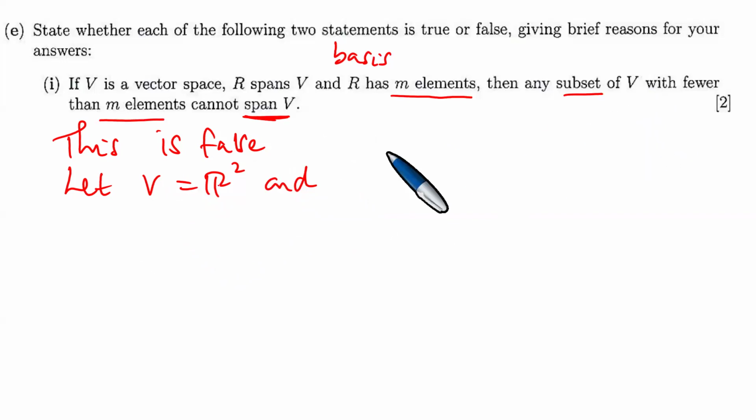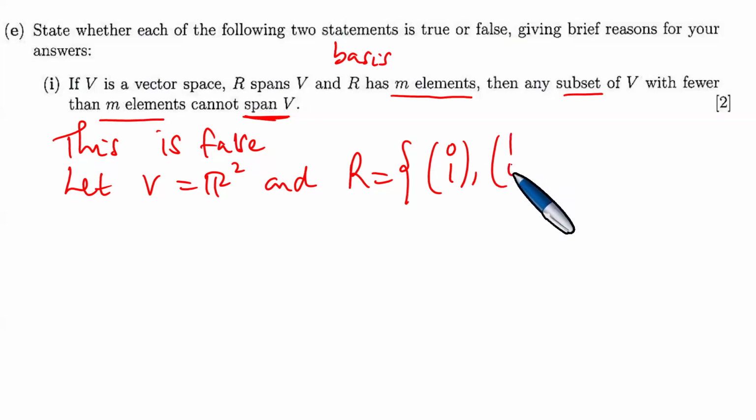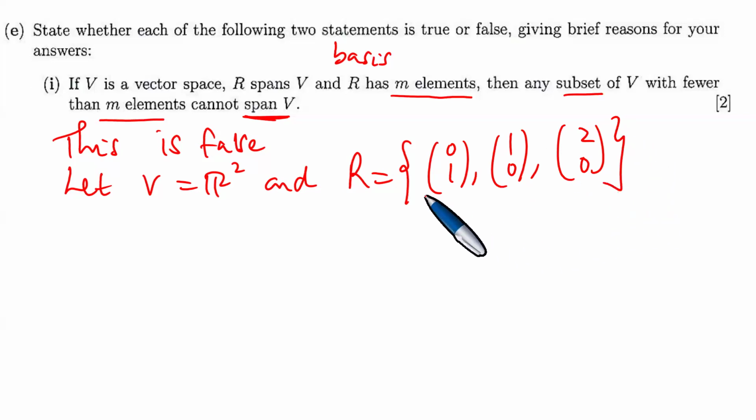Why are we doing this? Because this is false, so there's no proof. You can just use an example, a counterexample, we call it. Let V be R2 and R. Now, you can take R to be, for example, a set that has more vectors, that is M vectors, or 3 vectors, suppose.